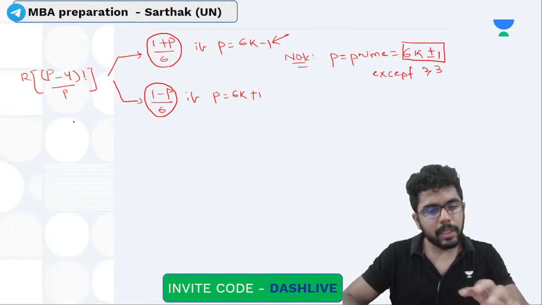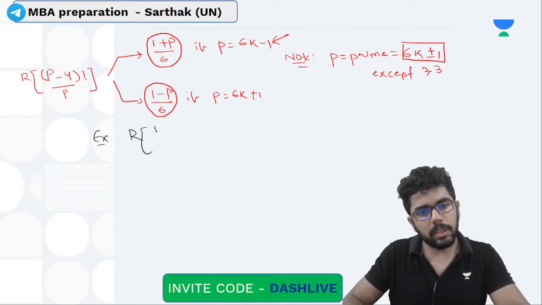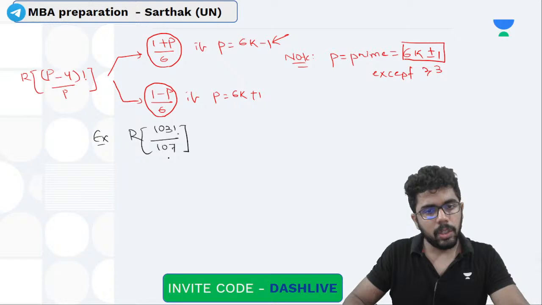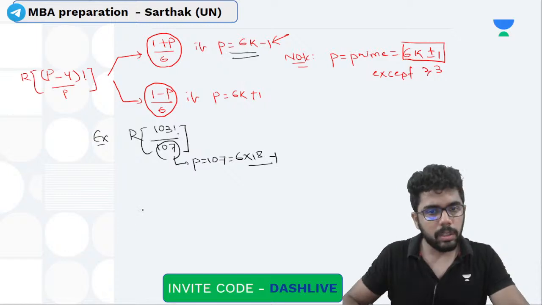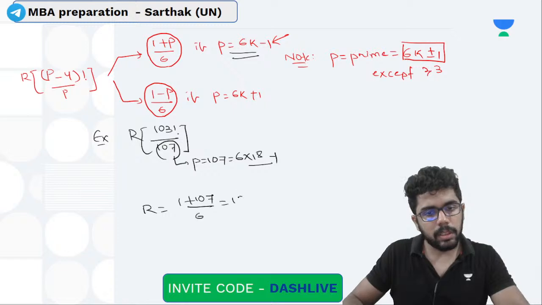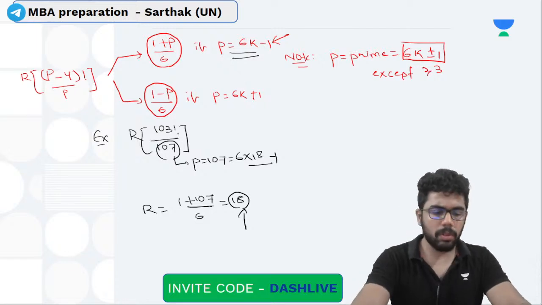You don't have to solve anything. So for example, what is the remainder when 103 factorial is divided by 107? The first thing you have to evaluate is this prime number 107, it is 6 into 18 minus 1, so it is in the form 6k minus 1. Hence the remainder is 1 plus p by 6, 108 by 6. See how easy, direct theorem, very easy, just 4 clauses.